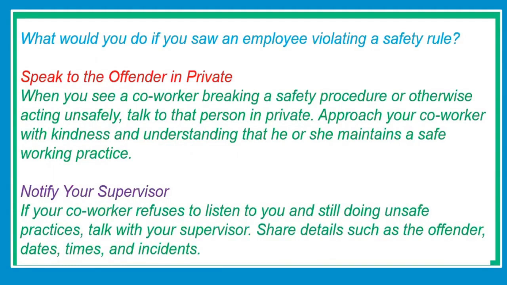Sample answer number 1. When you see a coworker breaking safety procedure or otherwise acting unsafely, talk to the person in private. Approach your coworker with kindness and understanding that he or she maintains a safe working practice. Number 2, notify your supervisor. If your coworker refuses to listen to you and is still doing unsafe practices, talk with your supervisor, and share the details such as offender, dates, times, and incidents.